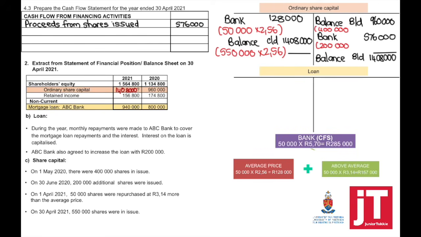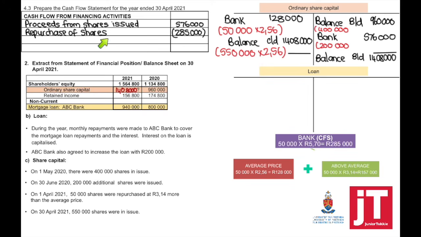To find out what amount will go to your cash flow statement: if the average price was R2.56 and the amount above the average price was R3.14, it means that we paid a total of R5.70 for the shares. And now we just multiply that by 50,000. So on my cash flow from financing activity, the proceeds from shares issued, 576,000, which we've calculated by completing the T account.